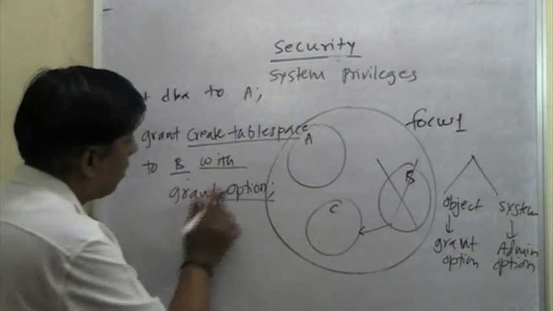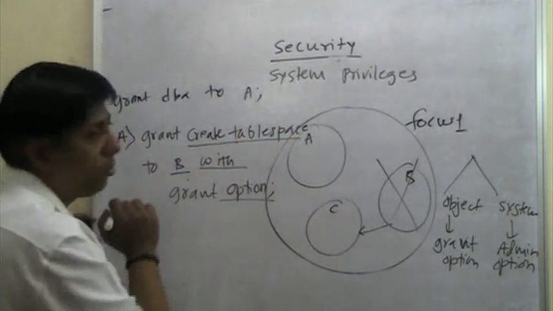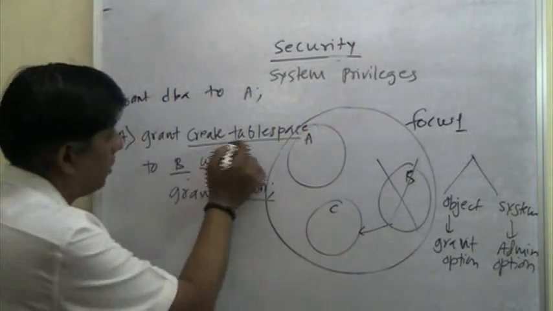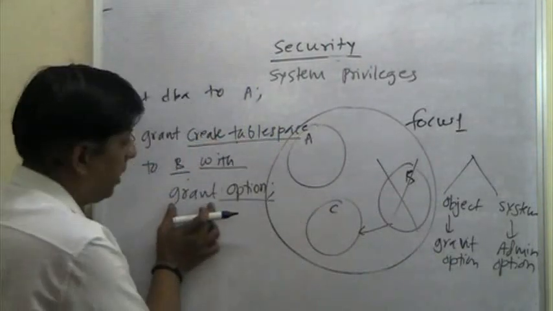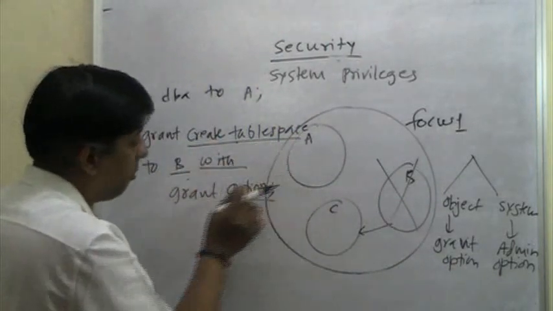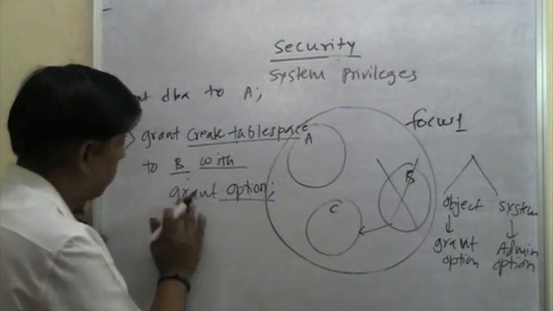Why is it wrong? Because this is not an object privilege. This is a system privilege. So when you are granting an object privilege, you should use the word grant, and when you are granting a system level privilege, you should use the word admin. So this is incorrect.